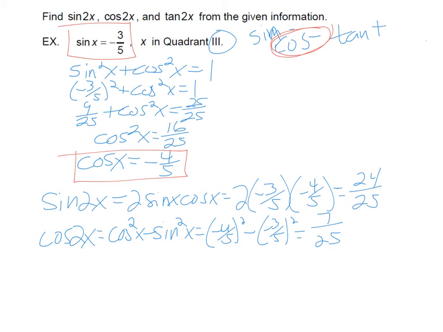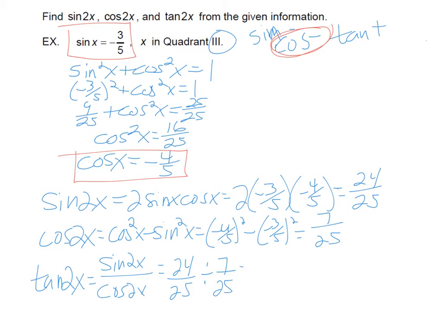7/25. And then the easiest formula to use for tangent, if you already have sine and cosine, is the tangent 2x is sine 2x over cosine 2x. So it's going to be 24/25 divided by 7/25. We're dividing fractions, so flip the second one and multiply. 24/25 times 25/7. So it's 24/7. Be sure to check your notes for homework hints. I've given you some about the double angles.